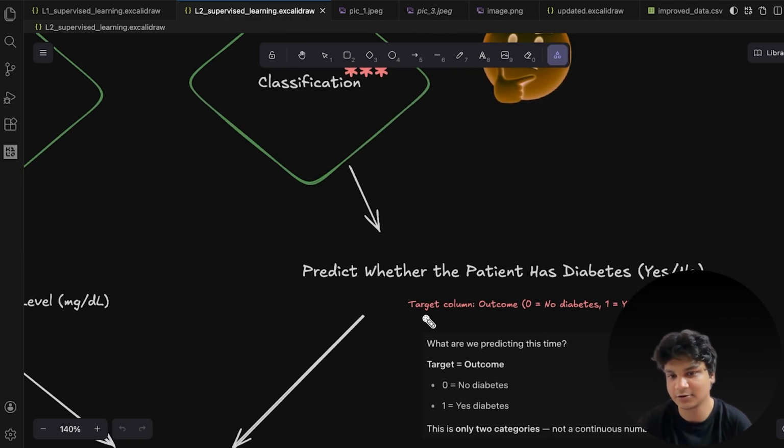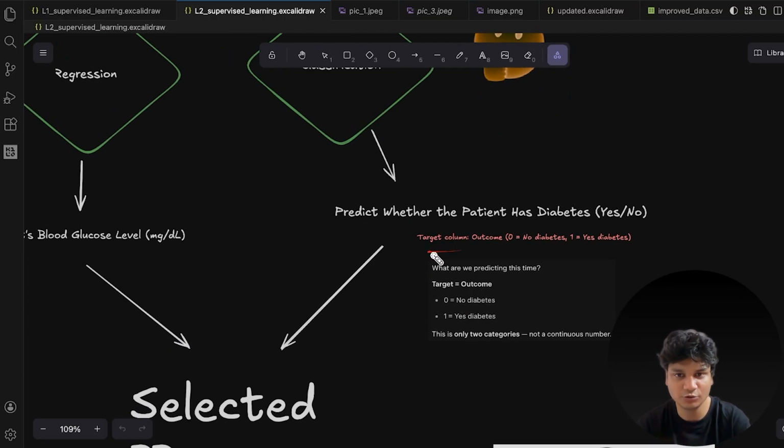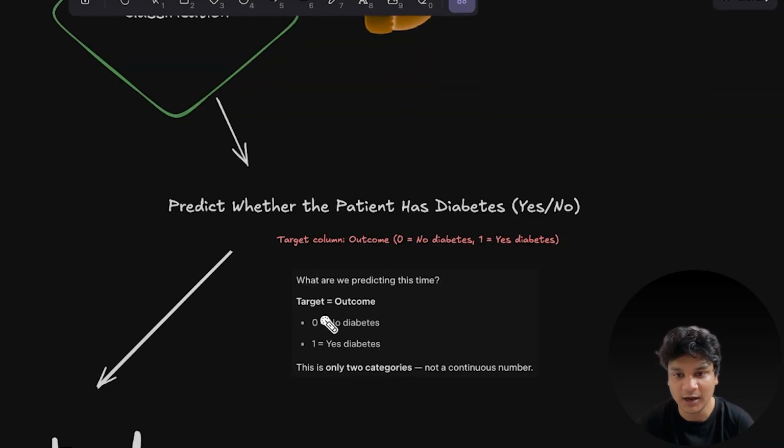And what is our target column? The target column would be our outcome. Okay, this is our target column, right? Why a target column? Because it is supervised learning, so there has to be a target column, some supervisor from which the machine can learn. Now what are we predicting this time? We are predicting whether the patient has diabetes or has no diabetes, right? So these are the two categories.